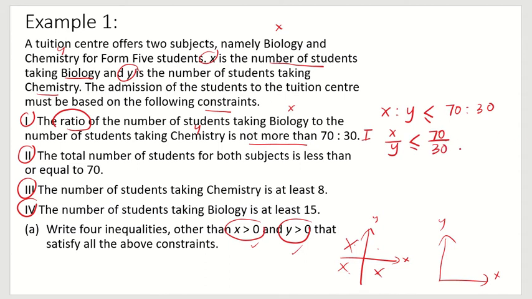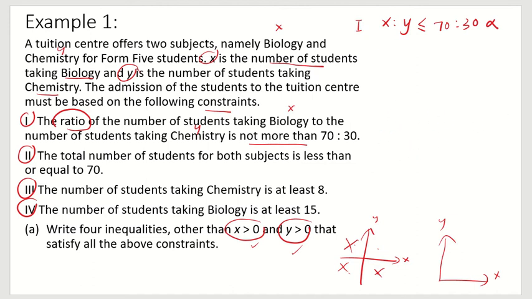Okay? Then you can simplify it. I write here the first one. But we cannot write in this form, so we have to change into the fraction form. So it's x over y less than or equal to 70 over 30. And this one can simplify some more. x over y, divide by 10, divide by 10, so you will get 7 over 3.